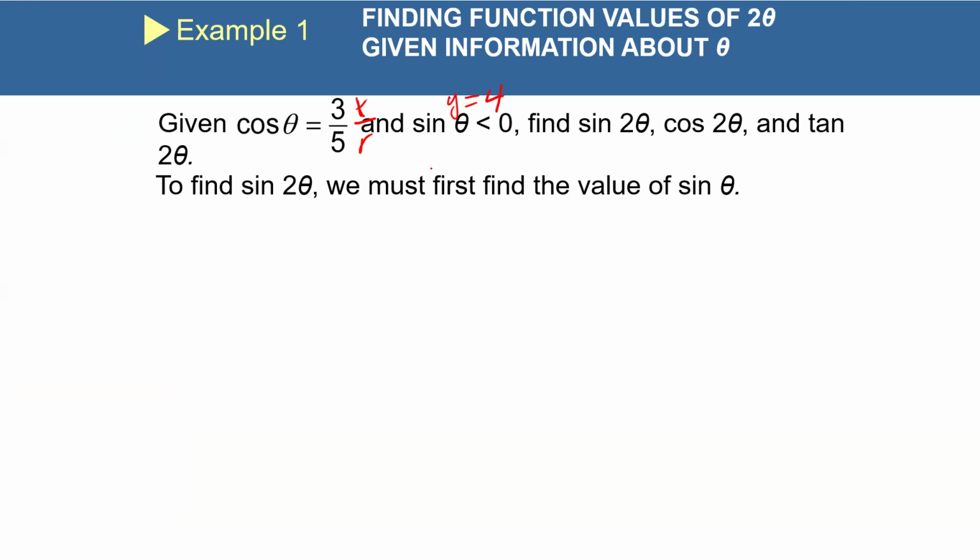Otherwise you would just do Pythagorean theorem. But 3, 4, 5 is an automatic Pythagorean theorem: 3 squared plus 4 squared equals 5 squared. If I did Pythagorean theorem, then it worked. All right, so we have our cosine theta equals 3/5, our sine theta equals -4/5.